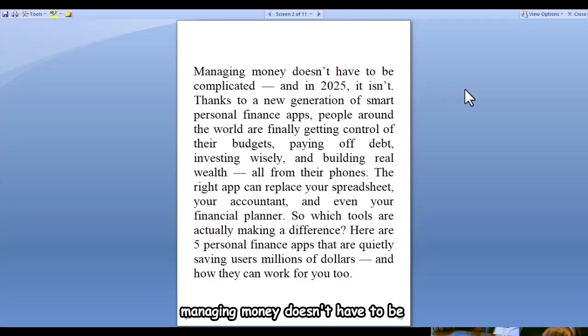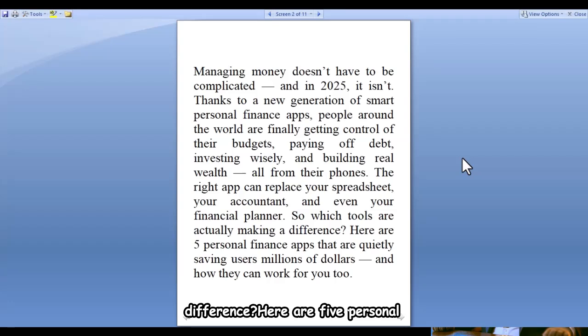Managing money doesn't have to be complicated, and in 2025 it isn't. Thanks to a new generation of smart personal finance apps, people around the world are finally getting control of their budget, paying off debts, investing wisely, and building real wealth, all from their phones. The right app can replace your spreadsheet, your accountant, and even your financial planner. So which tools are actually making a difference?